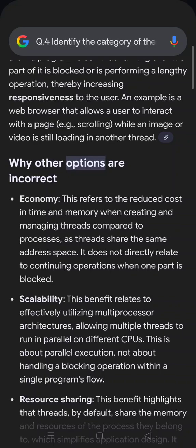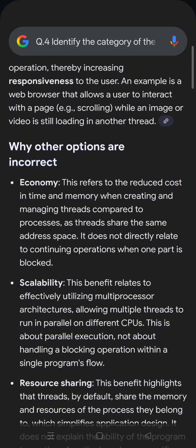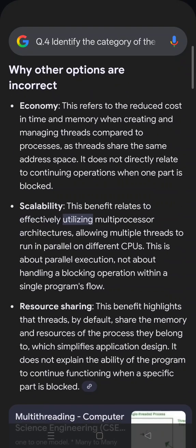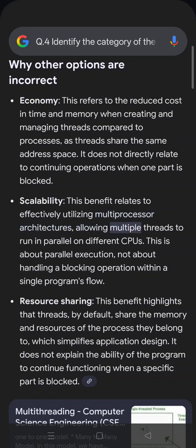Why are the other options incorrect? 1. Economy. This refers to the reduced cost in time and memory when creating and managing threads compared to processes, as threads share the same address space. It does not directly relate to continuing operations when one part is blocked. 2. Scalability. This benefit relates to effectively utilizing multiprocessor architectures, allowing multiple threads to run in parallel on different CPUs. This is about parallel execution, not about handling a blocking operation within a single program's flow.